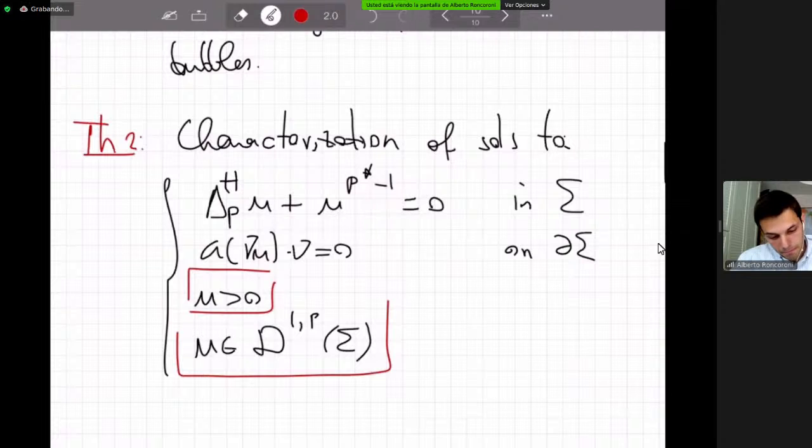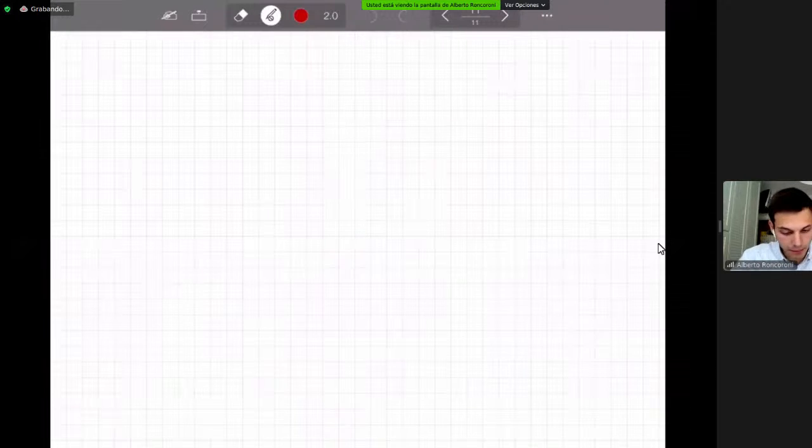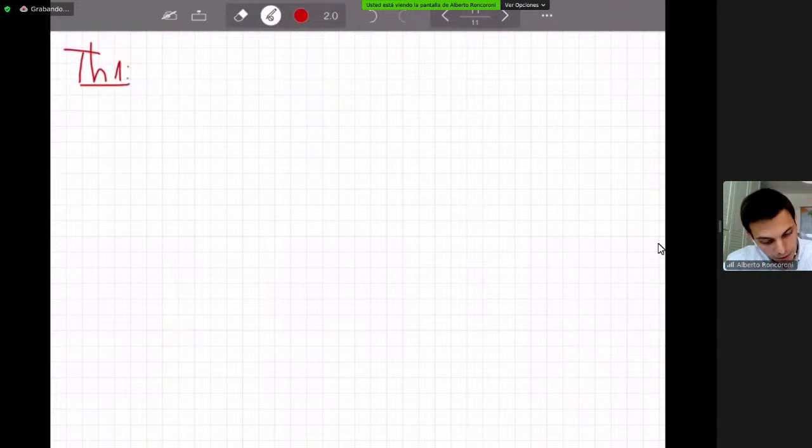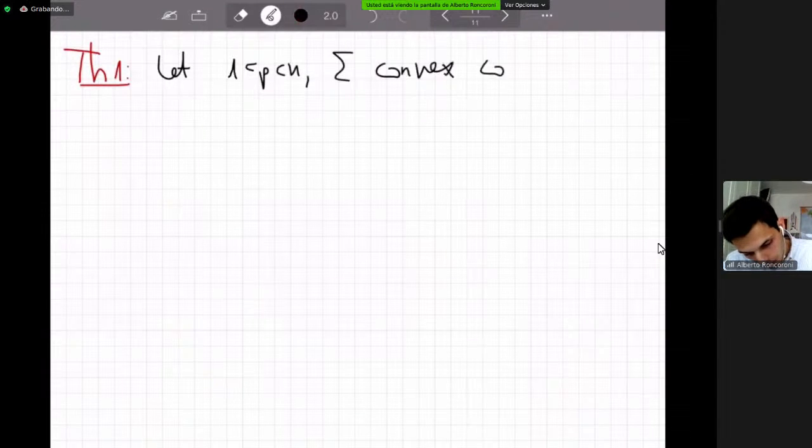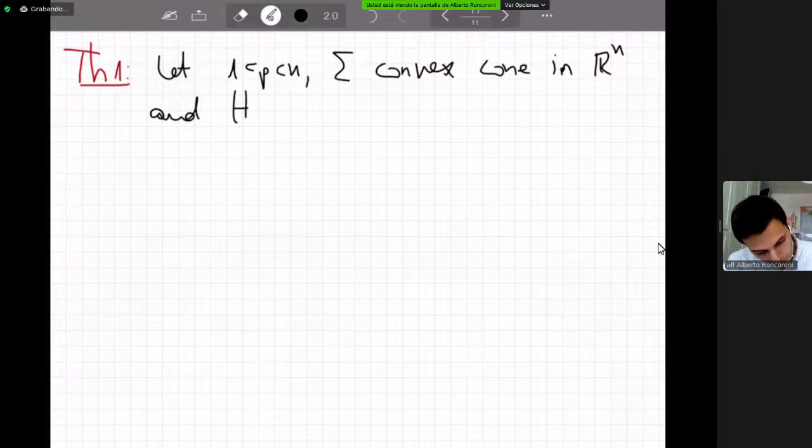And okay, so this was just a summary of the results. Let me explain them better. Let's start from theorem 1, which is the sharp Sobolev inequality. So let p be between 1 and n, Sigma a convex cone in R^n, and H a norm. So the same setting that I introduced before.